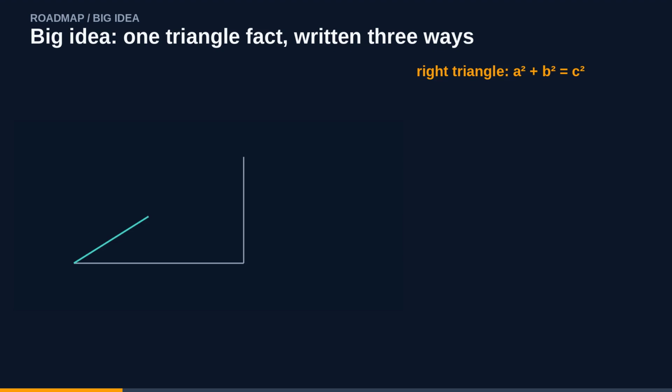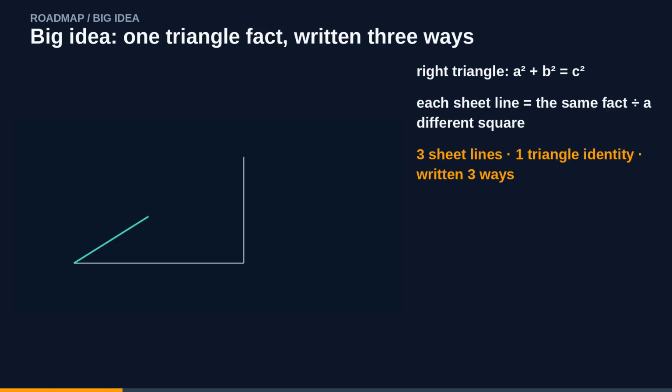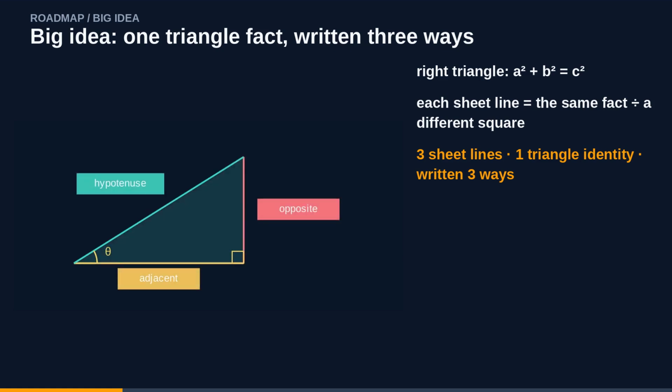Here is the big idea. Behind all three formulas sits one fact you already own. In a right triangle, a squared plus b squared equals c squared. Each identity on the sheet is that single sentence divided through by a different square, nothing more. So this is not 3 formulas to cram. It is one triangle identity written 3 ways, and because it is one fact, any line you forget can be rebuilt in the exam hall by redoing one division.